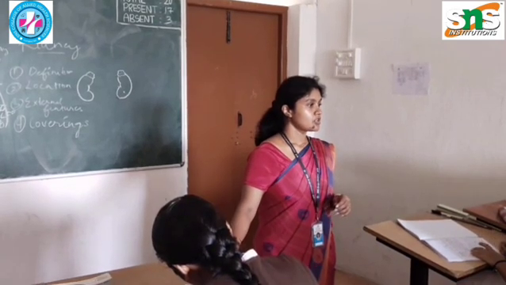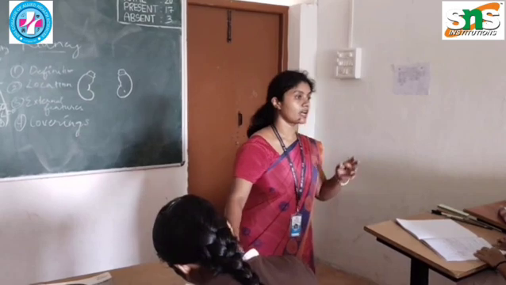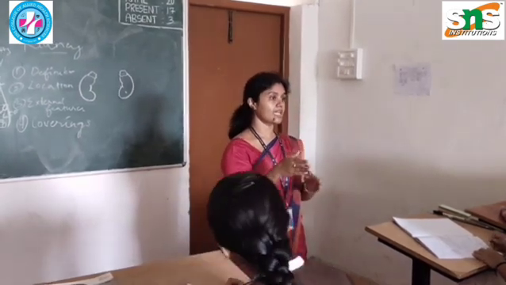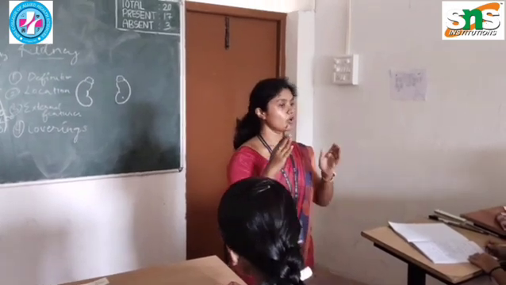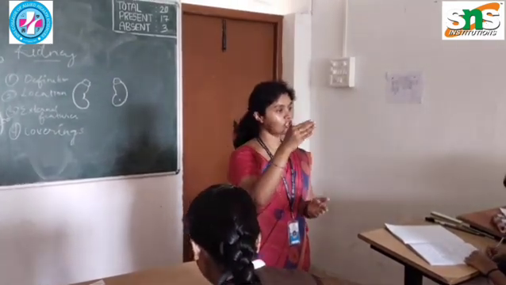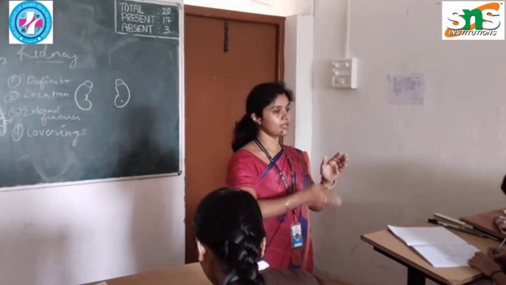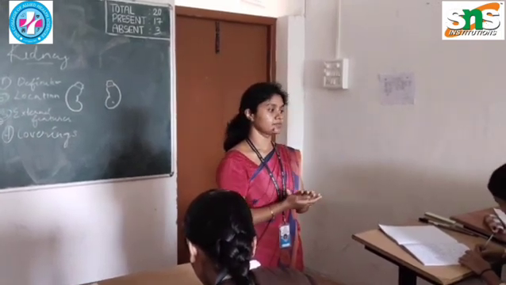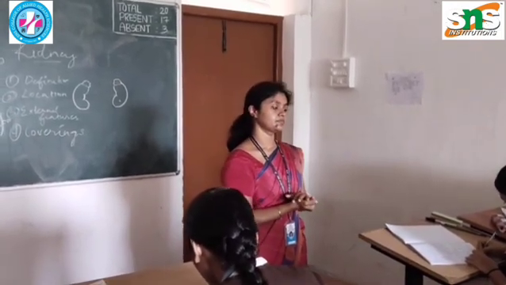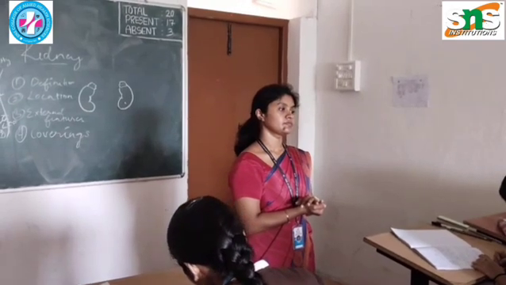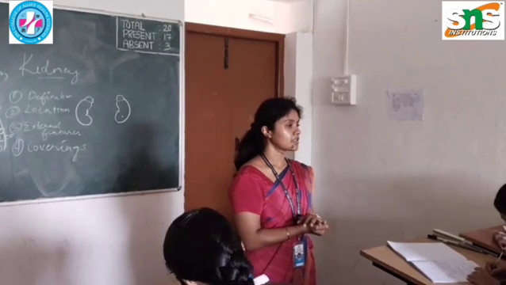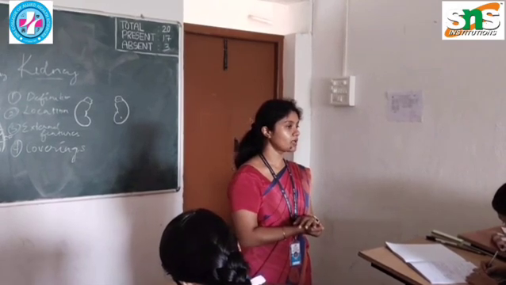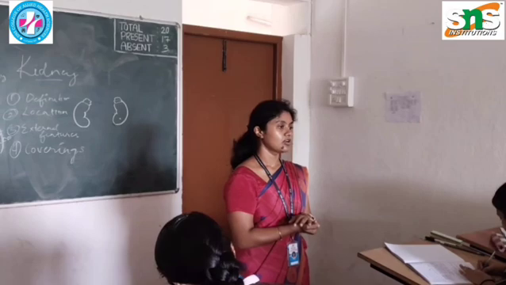So you have learned in lungs, your right lung will be shorter and broader and left lung will be narrower and longer. Same as in your kidney, your left kidney will be narrower and longer and your right kidney will be shorter and broader. So your right kidney will be shorter and broader and left one will be narrower and longer.